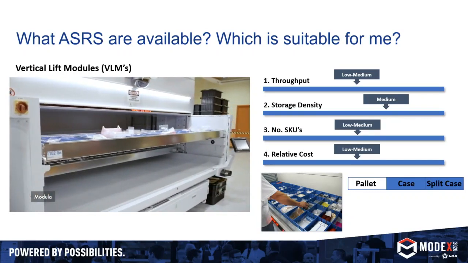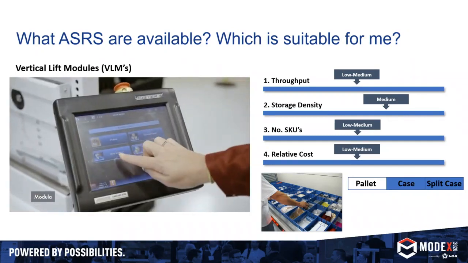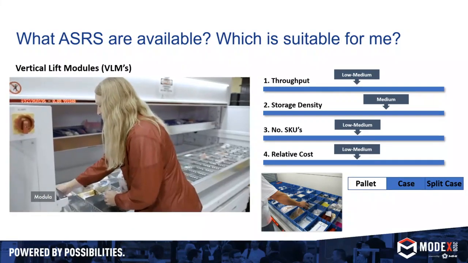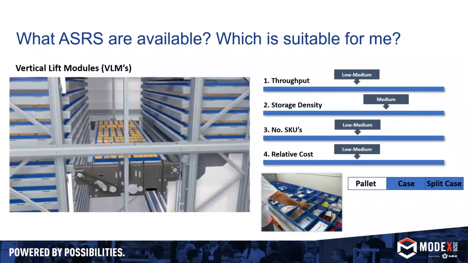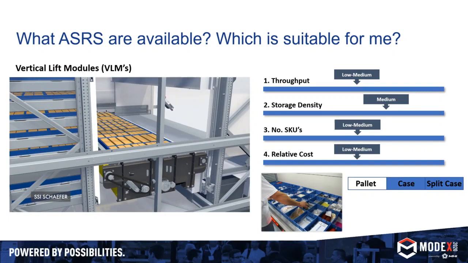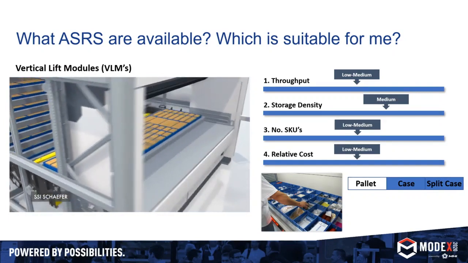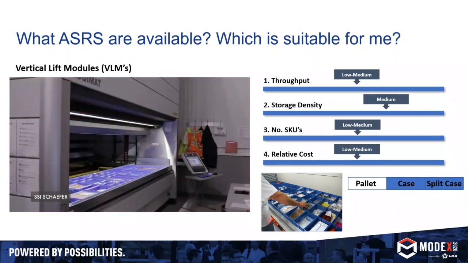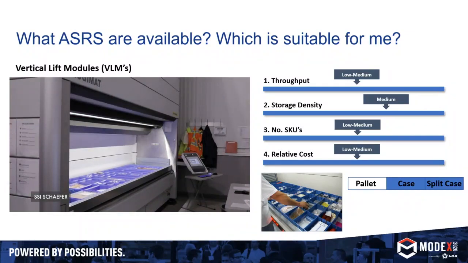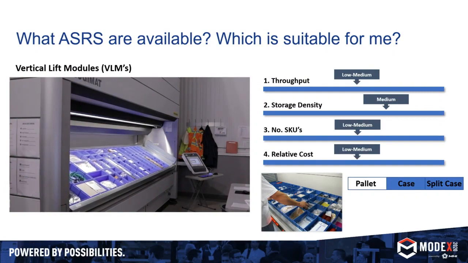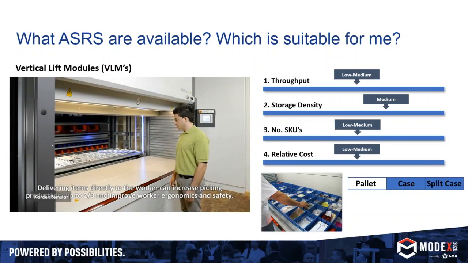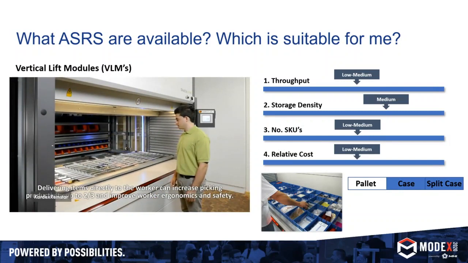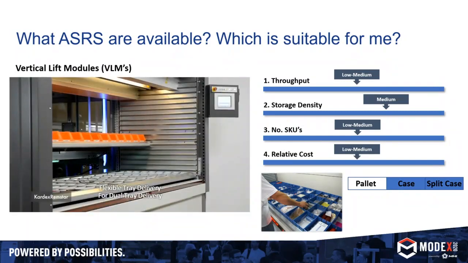You might see 60 to 120 tray presentations in an hour if you were really trying to cook. Storage density is a little higher than what you'll see in a horizontal or vertical carousel. Number of SKUs, low to medium. I'd say an average height VLM, if you're storing nuts and bolts and things like that, you might see 1,000 to 4,000 SKUs stored in a single VLM.